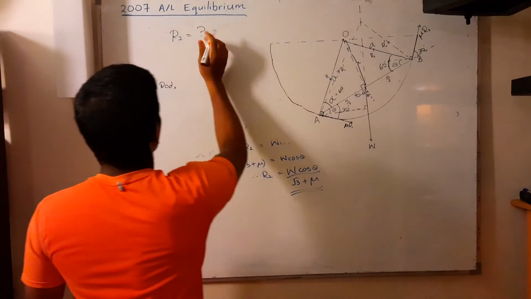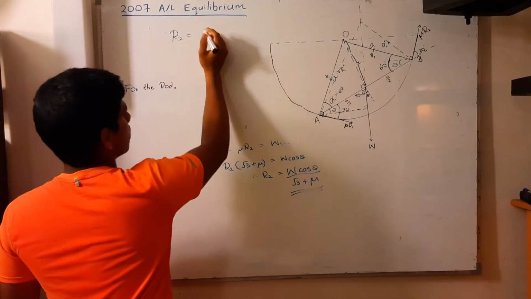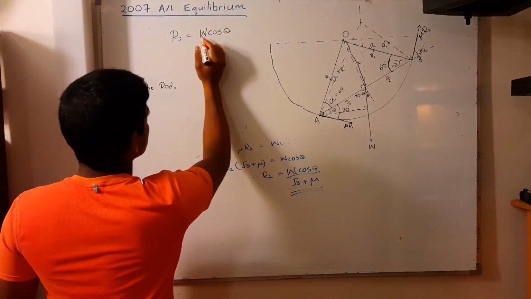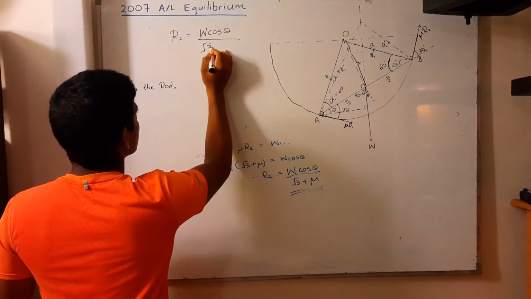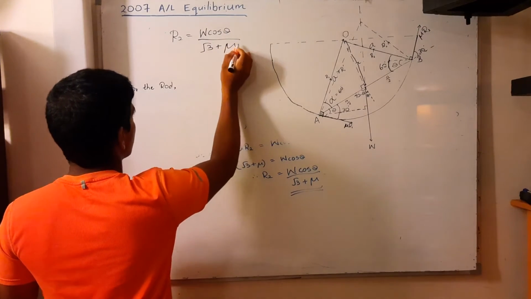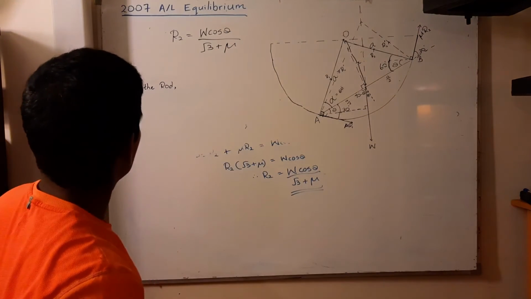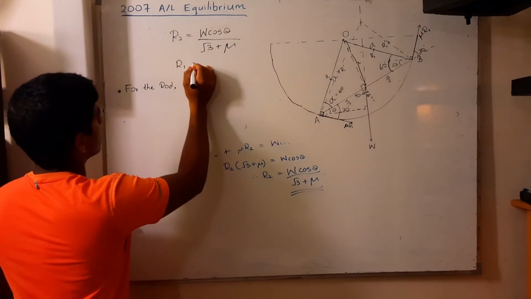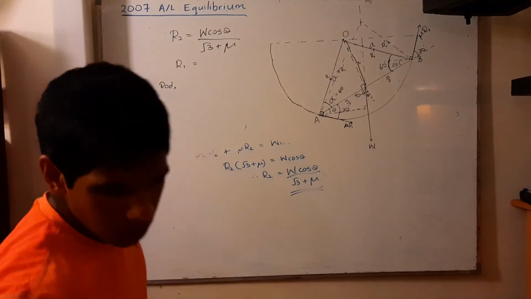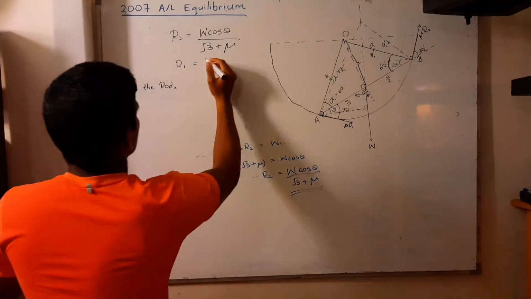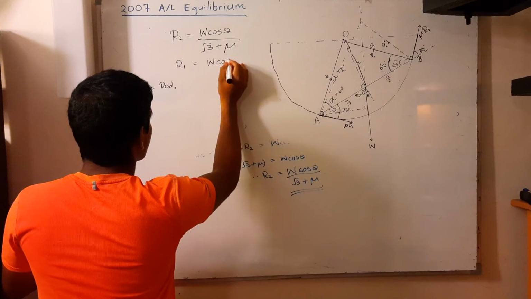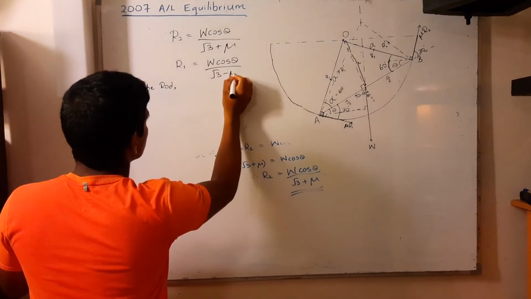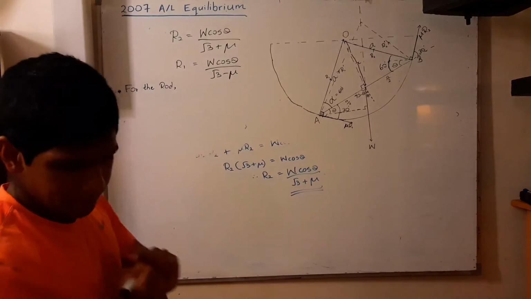I'm just going to write this on top over here because it's something we're going to need for the next part. Because they say hence, that means it's related to the previous part of the question. And then R1 was equal to W cos.